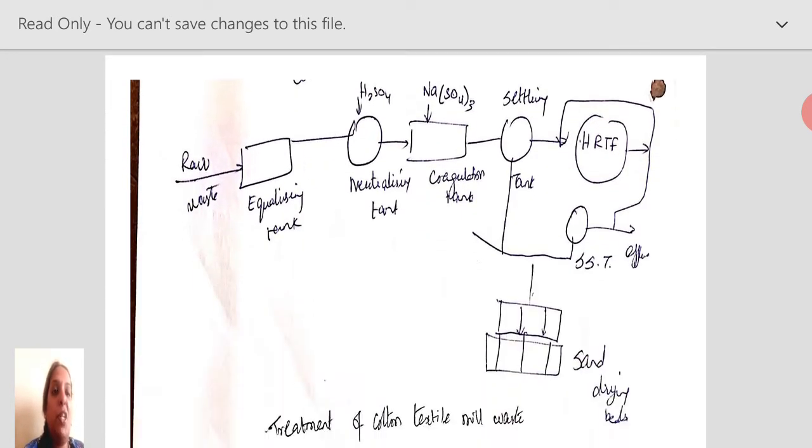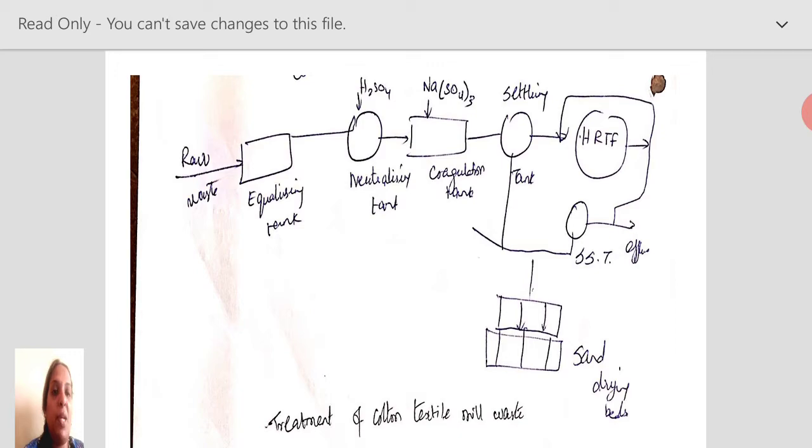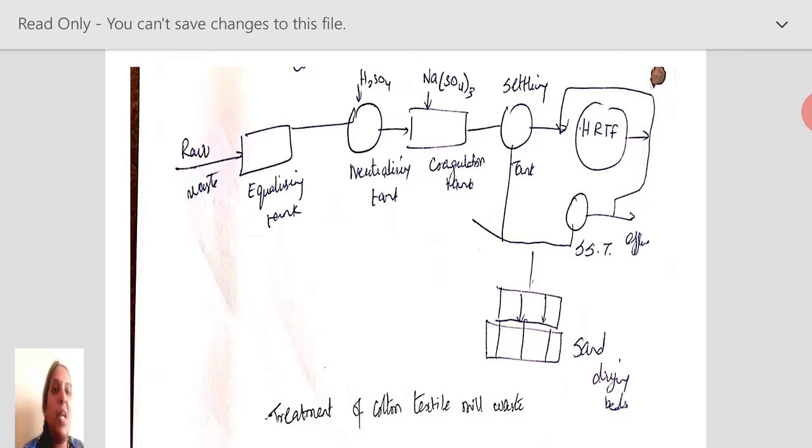When you go for treatment of cotton textile mill waste, this is the typical treatment given. The raw wastewater, except the dyeing wastewater, is sent to the equalization tank, neutralization tank, coagulation tank, then settling, and HRTF, which is the high rate trickling filter, as you know. Then it is taken to the SST, that is secondary settling tanks, then finally to the sand drying beds.